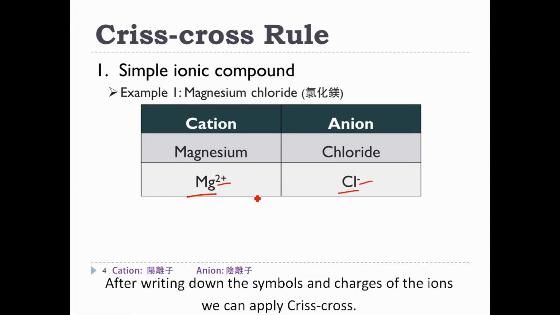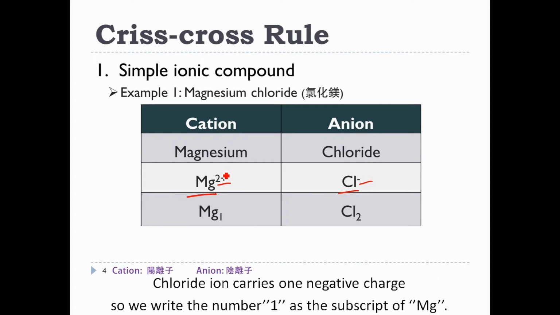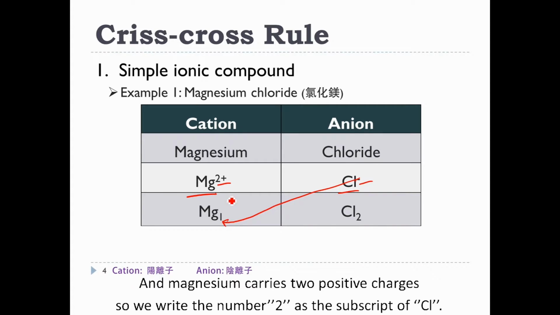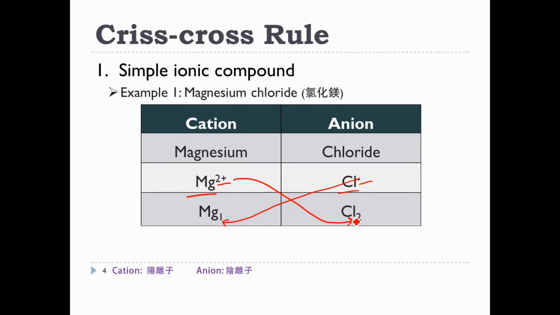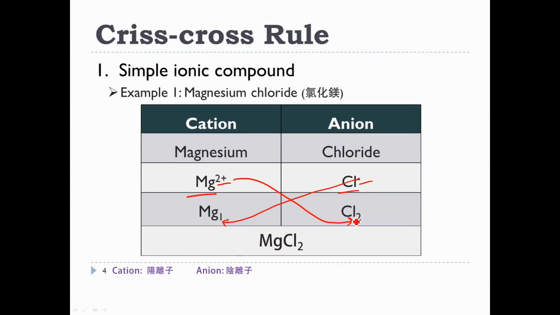After writing down the symbols and charges of the ions, we can apply criss-cross. The chloride ion carries one negative charge, so we write the number 1 as the subscript of Mg. And magnesium carries two positive charges, so we write the number 2 as the subscript of Cl. As mentioned above, the number 1 is not written, so the answer is MgCl2.